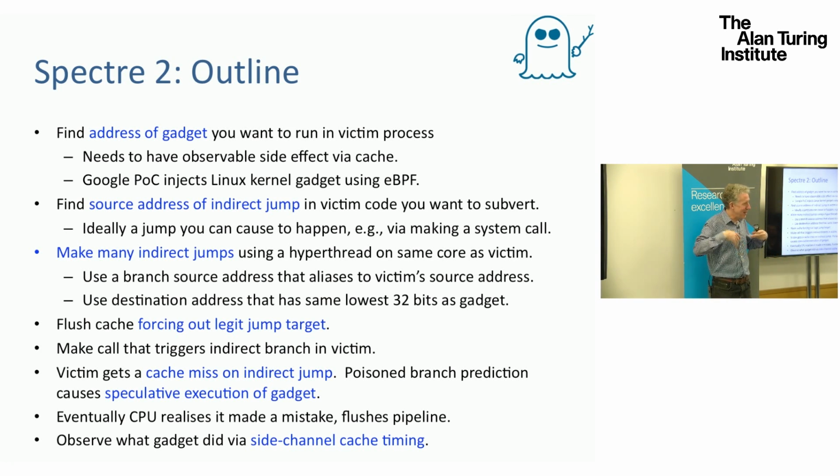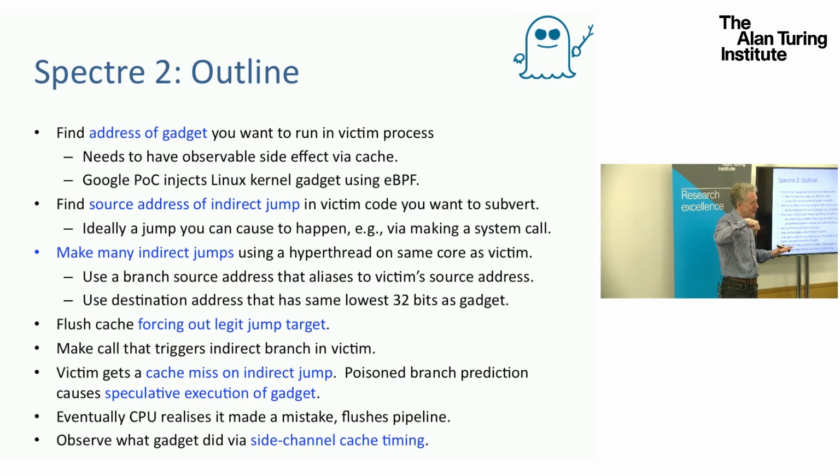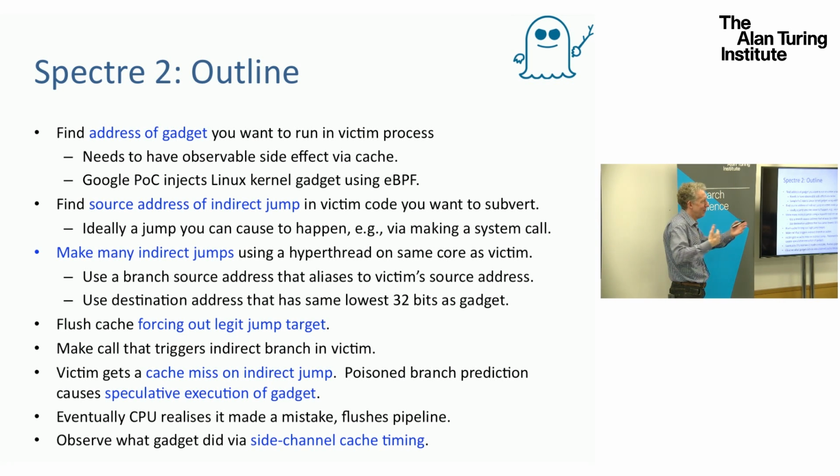So now we make many, many indirect jumps using a hyperthread that's on the same core as our victim process. And what we use is a branch source address, such that the address of that jump instruction aliases to the same place as the jump instruction we want to hit. And we use a destination address that has the same lower 32 bits as the gadget we want them to jump to. We flush the cache, forcing out the actual legitimate jump target, so that it'll take a long time to load that in from RAM again. And then we make a call that triggers that indirect branch.